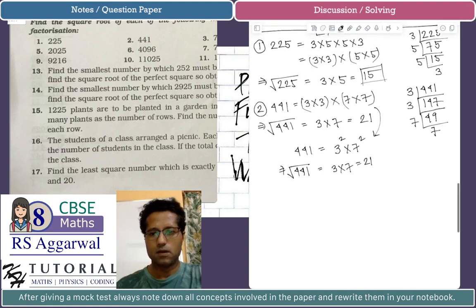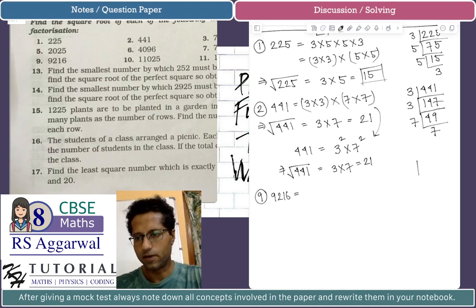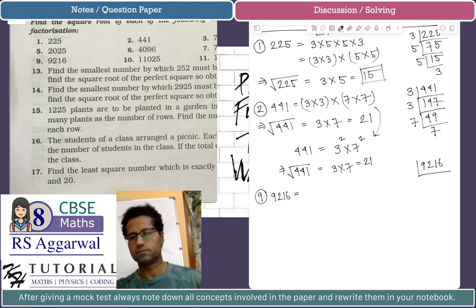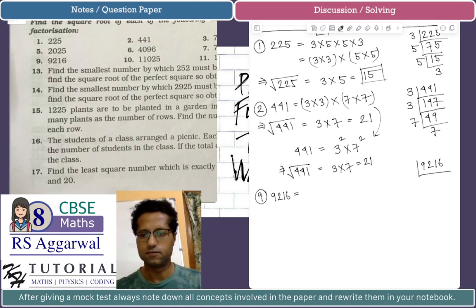Okay. Let's do 9216. First, let's find out what the prime factorization is. This is the major step for finding the square root using the prime factorization method. Okay, let's first divide by 2. We have 4608. Okay.